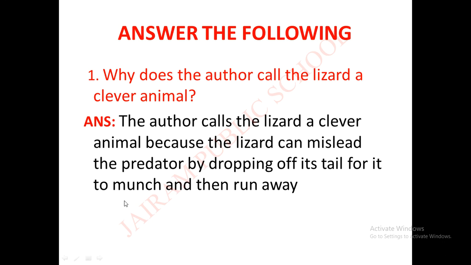What is the spelling for munch? M-U-N-C-H, munch. Predator, P-R-E-D-A-T-O-R, predator. Mislead, M-I-S, miss, L-E-A-D, lead, mislead. Because, B-E-C-A-U-S-E, because. Clever, C-L-E-V-E-R, clever. Author, A-U-T-H-O-R, author.